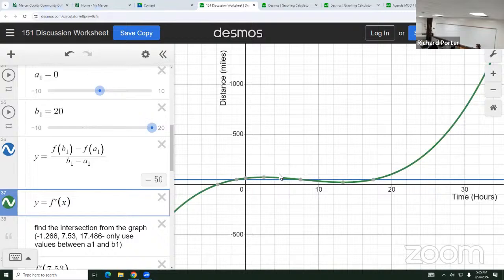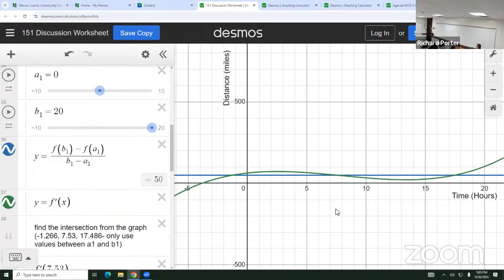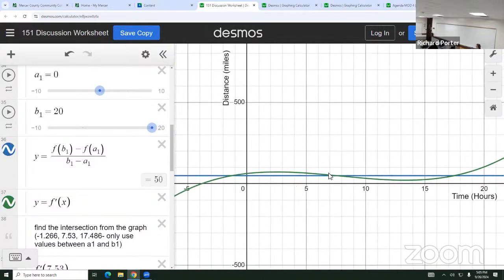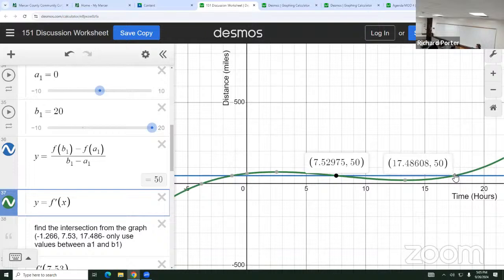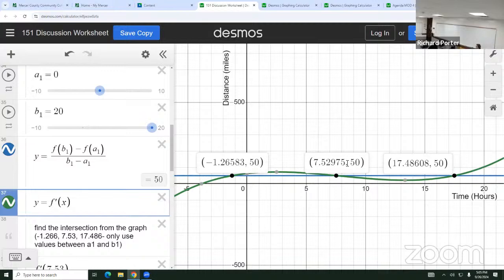Now, the derivative of a quartic is going to be a cubic, and it looks like that. So that's the green line. And all you have to do is click on the intersections and find them. 7.53. And there's another one over here, 17.48. And there's another one here. Boom. So if you can click on those 3, the producer is done. That's all the producer has to do is show those intersections wherever they might be.